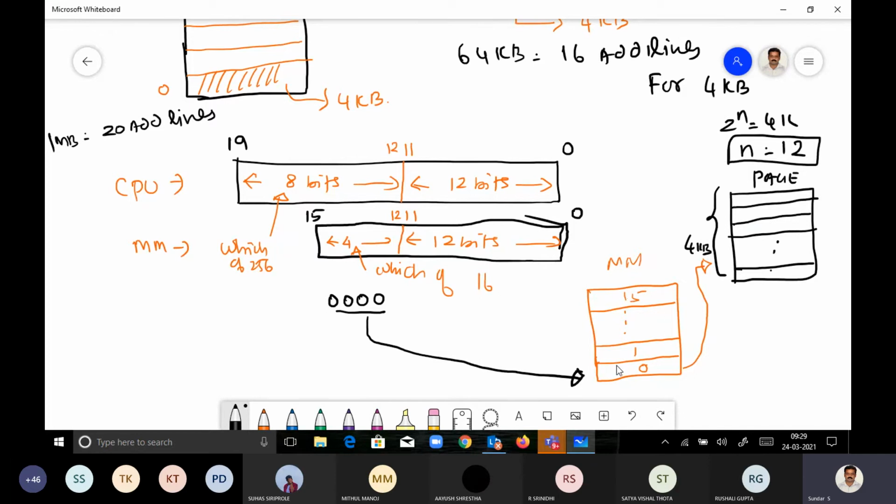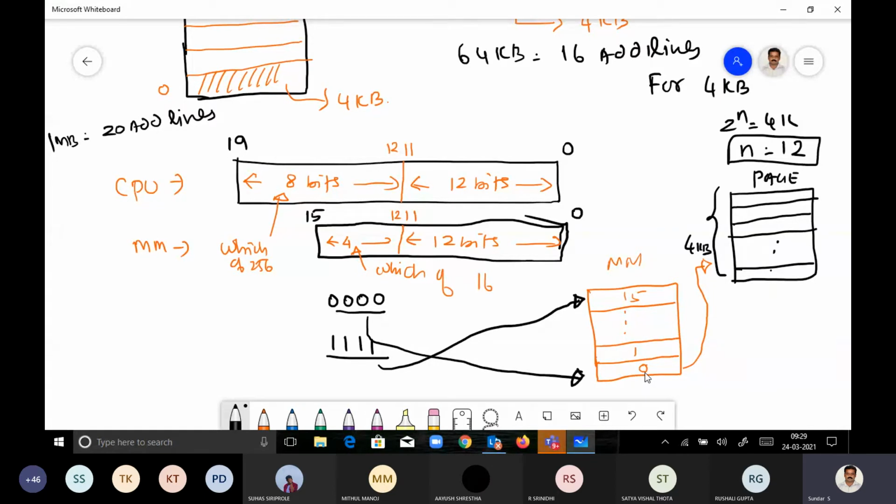Which of 16? Okay. Suppose it is 1111. Where will it take me? It will take me to this page. Clear? So these 4 bits decide which of the 16 pages in the main memory.